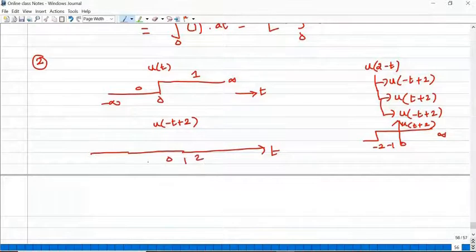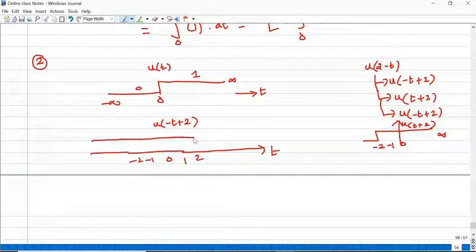So 1, 2, minus 1, minus 1. So this signal is from minus infinity to 2. Understand? How to sketch u of 2 minus t?